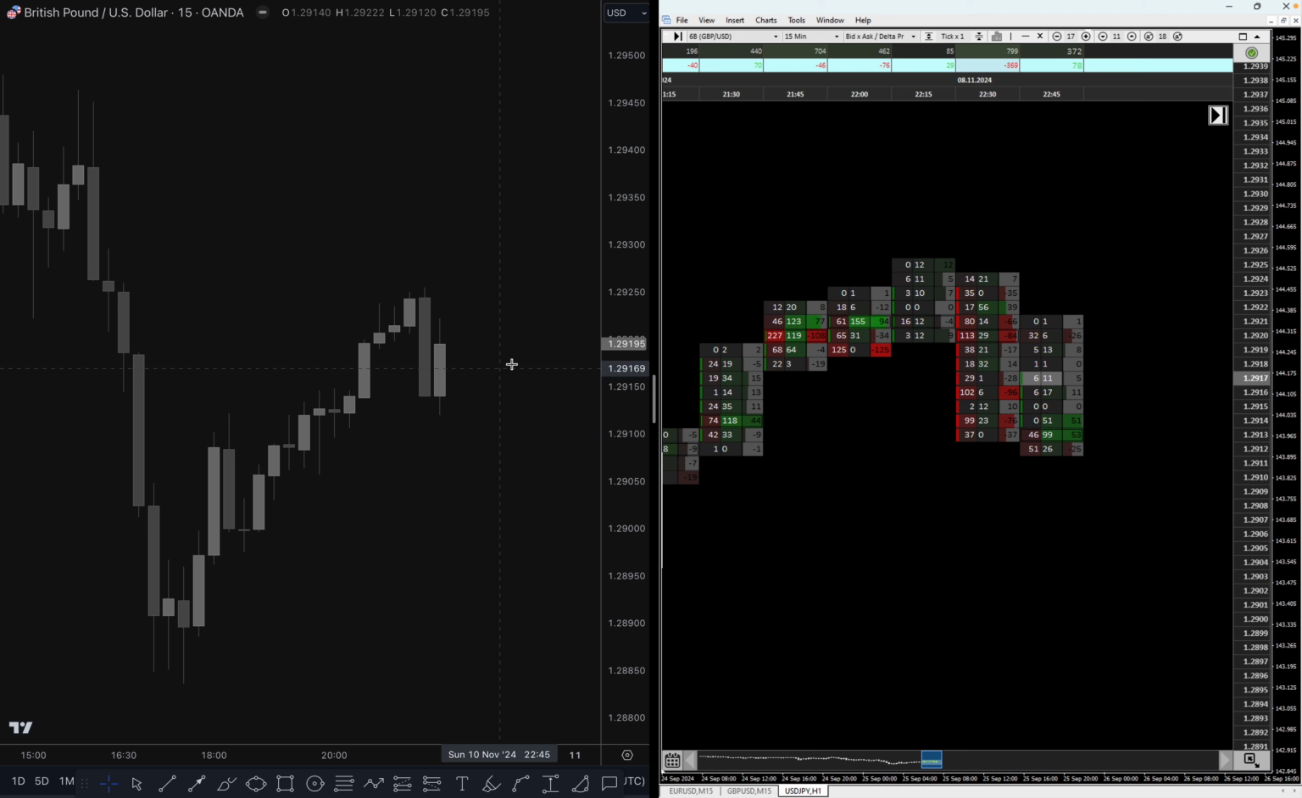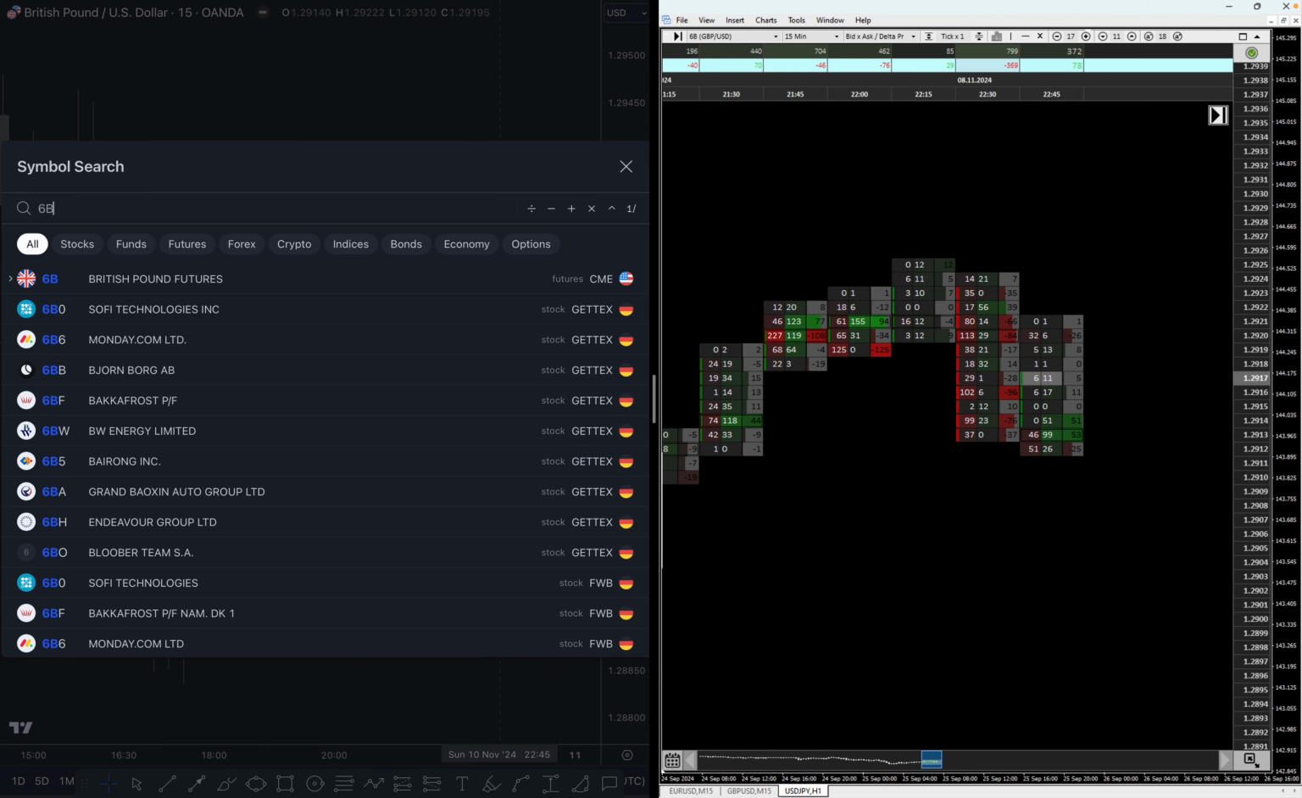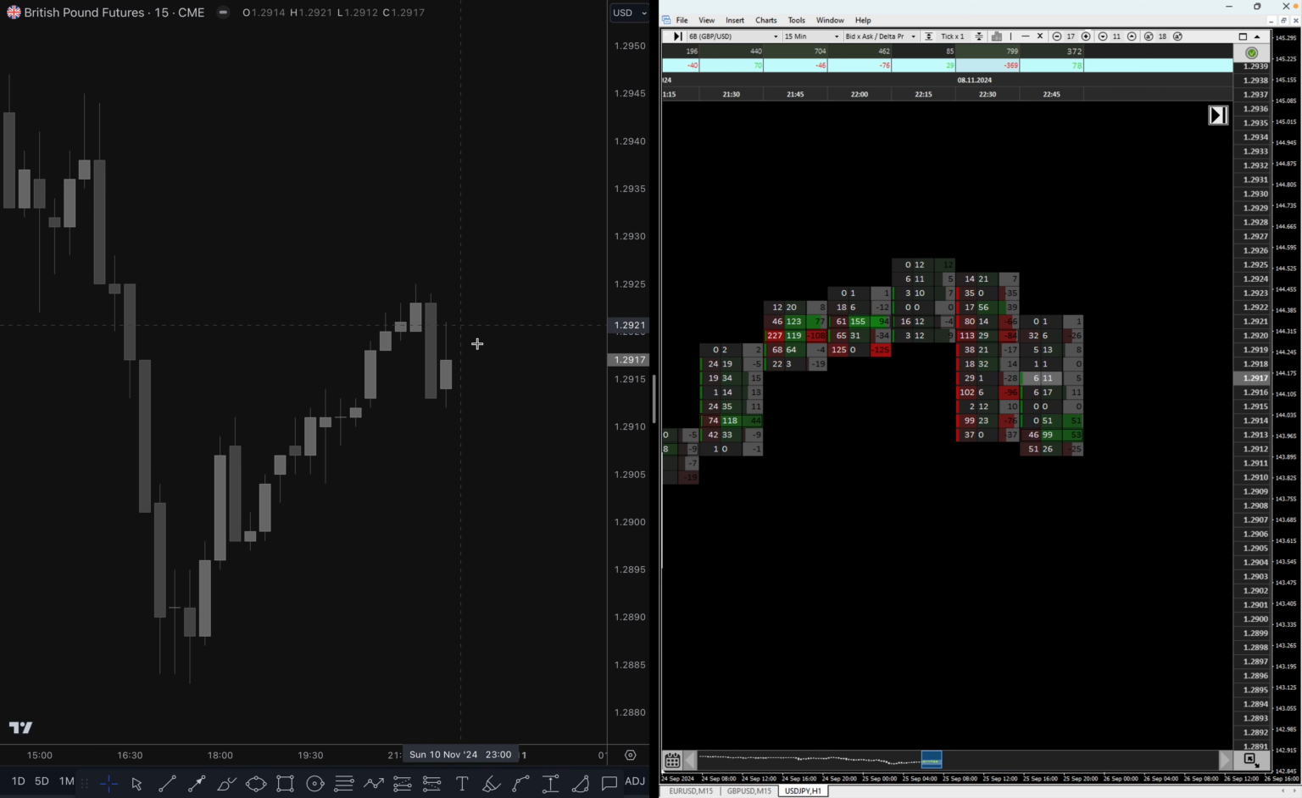So here is not matching up. However, if we search up 6B, you'll see it says futures, CME, and this is the one that matches up with our footprint chart. So let's start with the candlesticks over here.